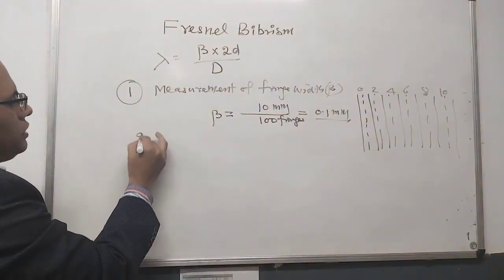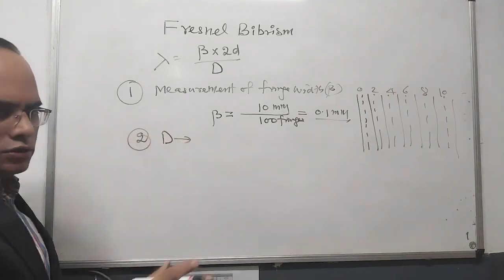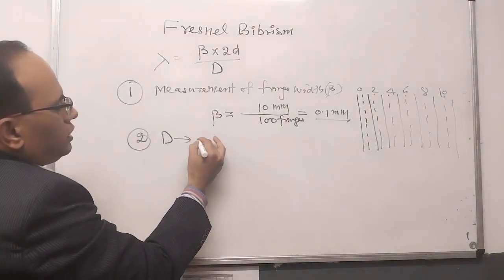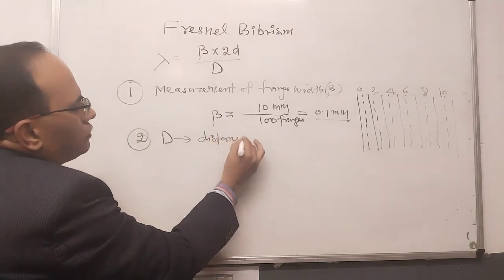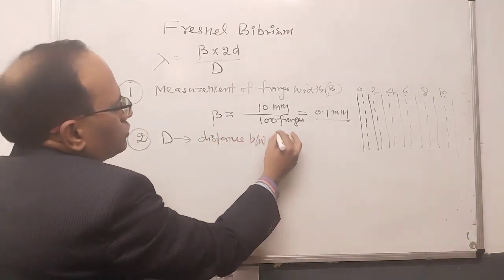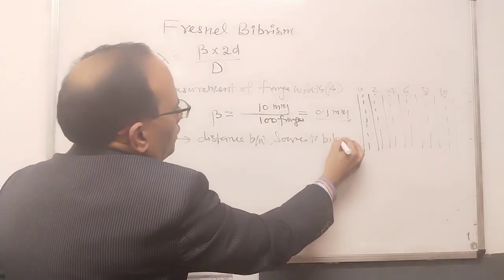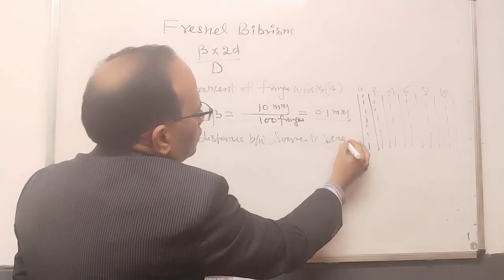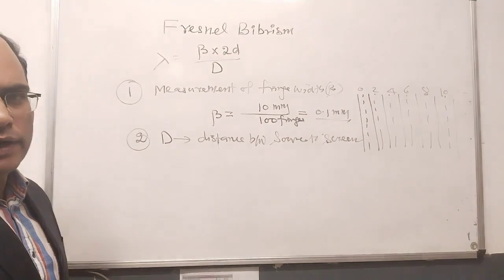The other measurement is capital D, which is very simple. D is the distance between the source and the screen, measured simply through the distance on the optical bench.